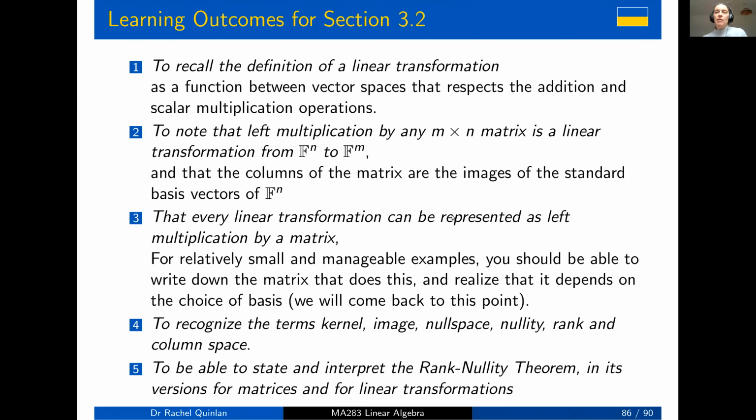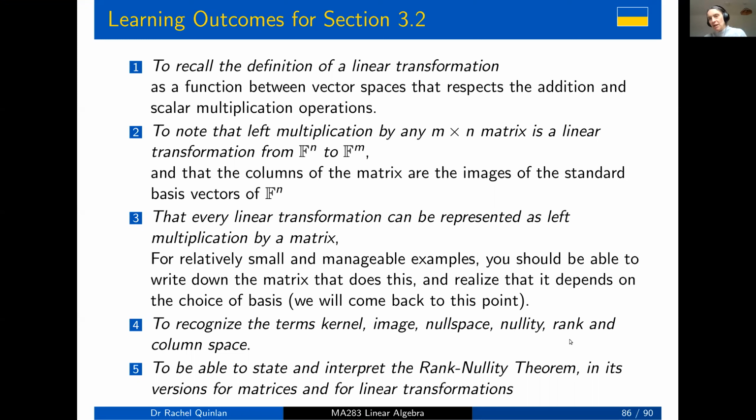Okay, to recognize that every linear transformation can be represented this way as long as we have a basis in mind. And then the two new things from this lecture, some terminology: to recognize the terms kernel, image, null space, nullity, rank, and column space, which are a bunch of different words for the same thing. So bearing in mind, again, the kernel and the image are subspaces of the domain and target space that are associated to any linear transformation. The null space and column space are the corresponding concepts for matrices, where we think about the linear transformation as being left multiplication by a matrix, then the kernel and image are the null space and column space of the matrix.